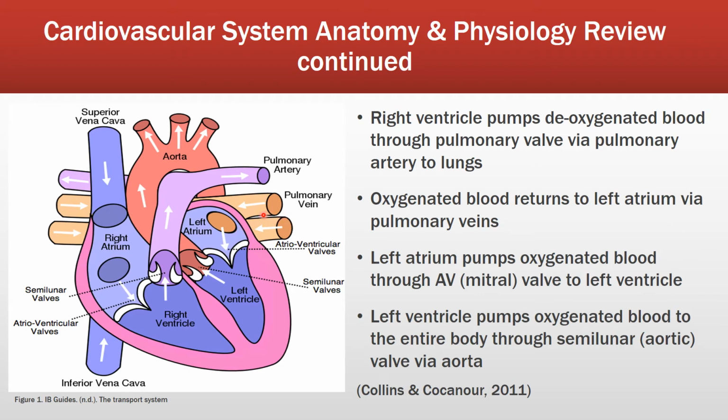And then the blood goes into the left atrium, and the left atrium will pump the oxygenated blood through the atrioventricular valve, what's also called the mitral valve, into the left ventricle. And now the left ventricle is filled with oxygenated blood, and it contracts to pump the blood to the entire body, and it goes through the semilunar or aortic valve into the aorta, and then the blood goes to the various organs and muscles as needed.